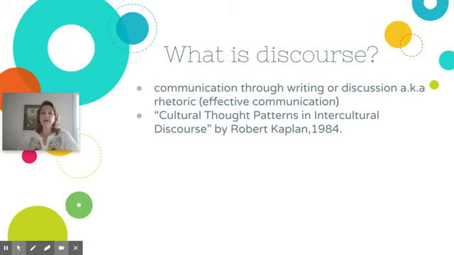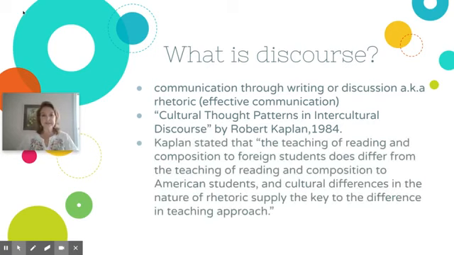So Kaplan stated that the teaching of reading and composition to foreign students does differ from the teaching of reading and composition to American students. And those cultural differences in the nature of how they have their discourse supply the key to that difference in how we have to change our teaching approach.